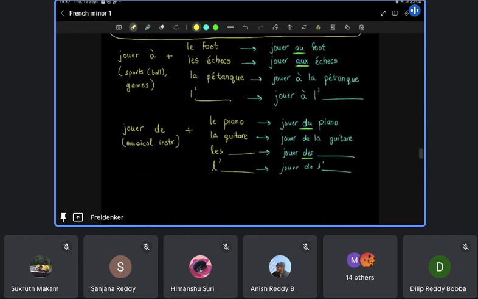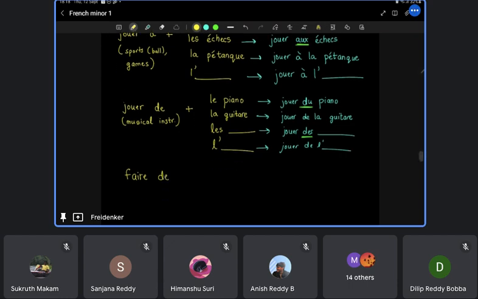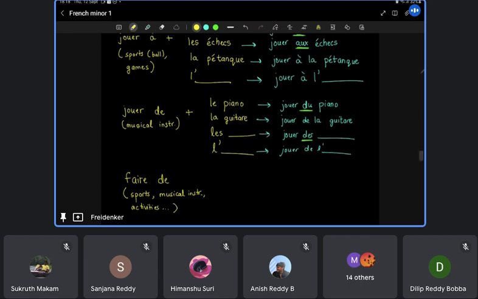So where else? Okay, there is another example, right? There is faire. How do I use faire de? This is used in general for sports and musical instruments and activities in general. Then one might get a doubt.